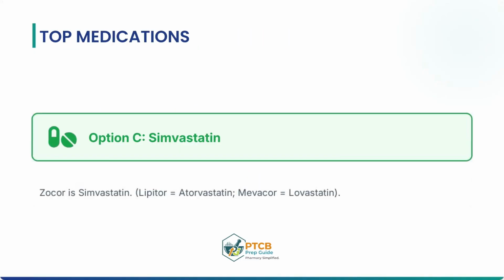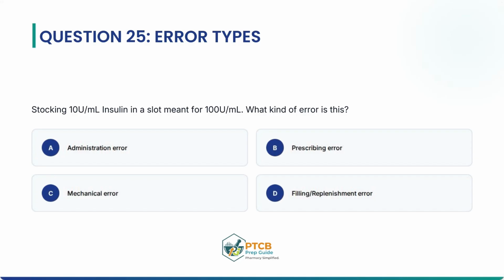The correct answer is option C. Zocor is simvastatin. Lipitor is atorvastatin, and Mevacor is lovastatin. We have question number 25 next. A technician accidentally puts a vial of 10 units per milliliter insulin in a hospital cabinet slot meant for 100 units per milliliter insulin. What kind of error is this?